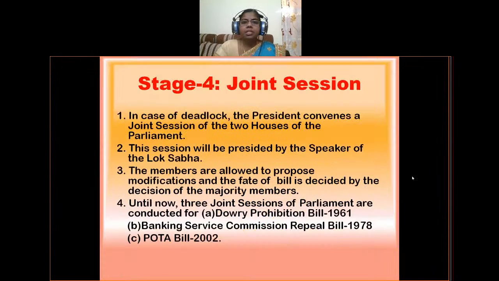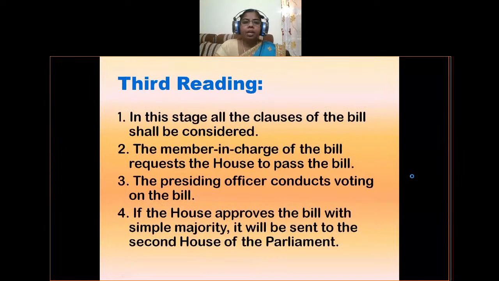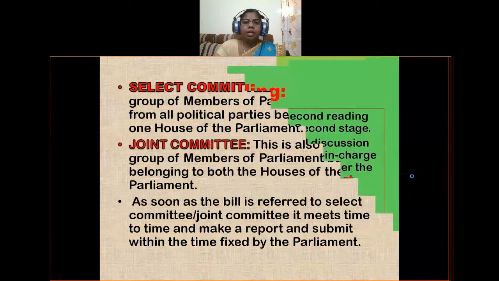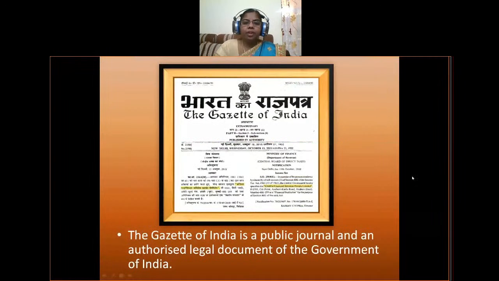And this is stage 4, joint session. And this is stage 3, consideration of the bill in the second house. And this is third reading and select committee and joint committee. And this is second reading. And this is Gazette of India, the public journal or government journal.